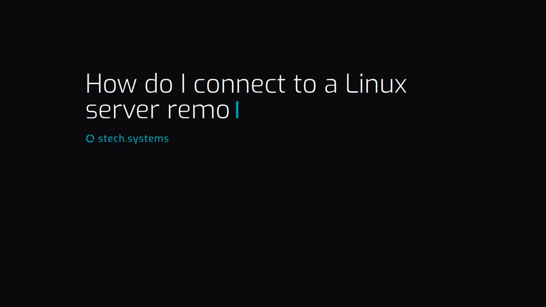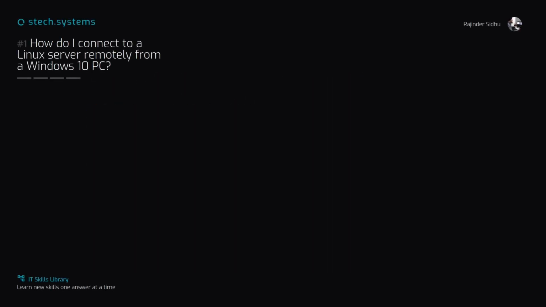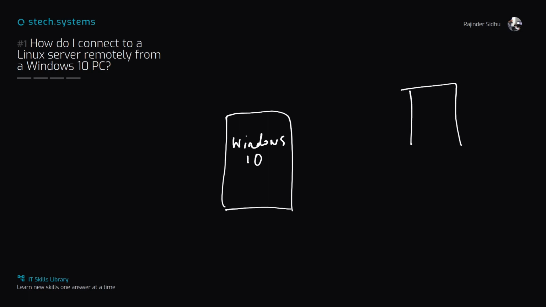How do I connect to a Linux server remotely from a Windows 10 PC? I think we should find out. If your main workstation is a Windows 10 workstation and you need to connect to a Linux server remotely, then the best way to do that is to use something called SSH, which is Secure Shell.